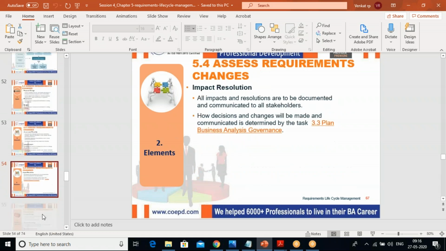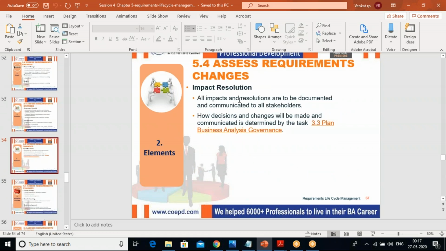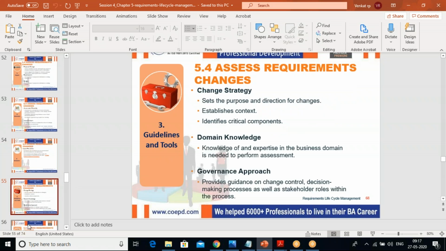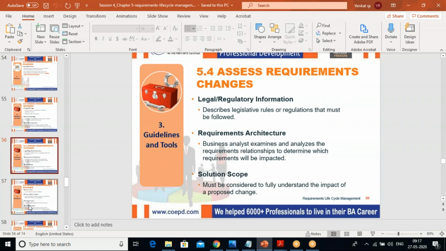And then the impact resolution: all impacts and resolutions are documented and communicated to the stakeholders. When a change request happens, we look at what its impact is and how we are going to resolve it, we make a flow of that, we talk to the concerned stakeholders, and we make this information available to all the stakeholders. This business analysis information is made available to all the stakeholders. And the guidelines and tools, we have already discussed.